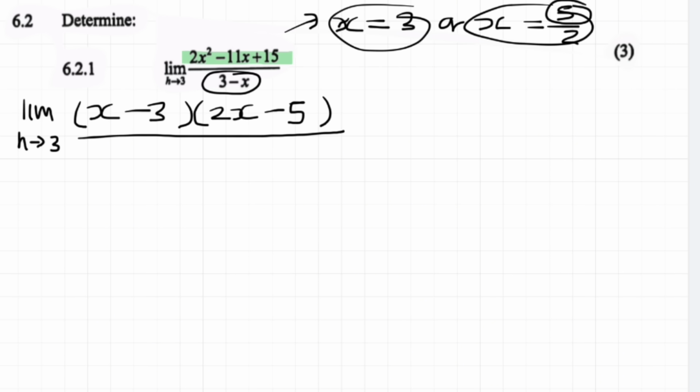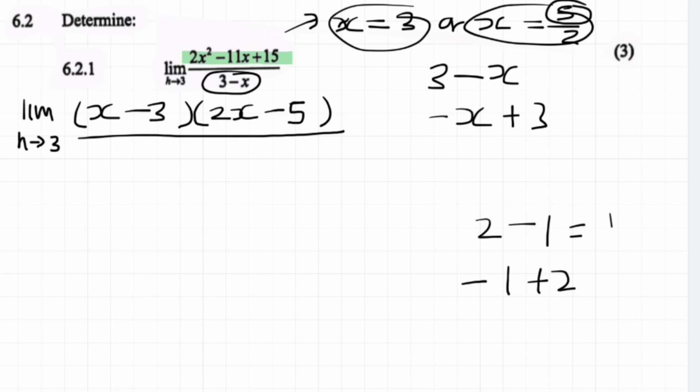So also this one, we need to put it in the way that we usually know it. So this is 3 minus x, which is the same as negative x plus 3. Why is this the same? Because 2 minus 1 is the same as negative 1 plus 2. This is going to give you 1. Even if you punch this in, we're going to get 1. So hence there, we can just put it in the way that you like. So now, we need to make sure that this denominator is the same as the numerator, which is x minus 3 there.